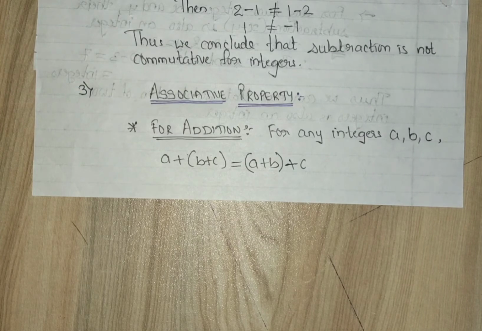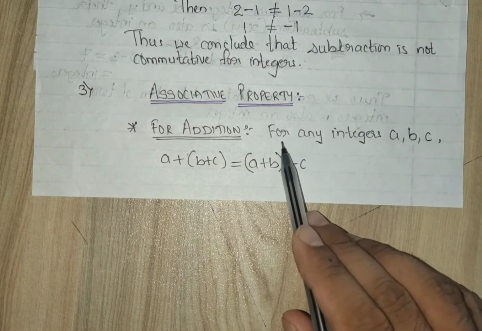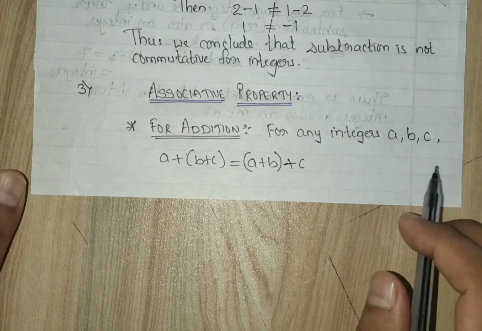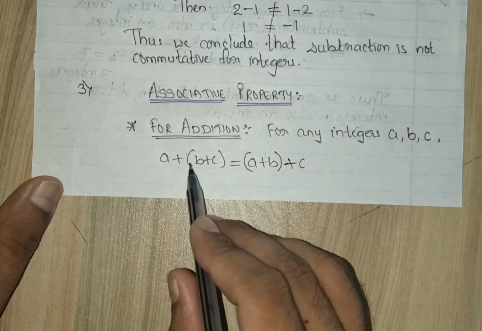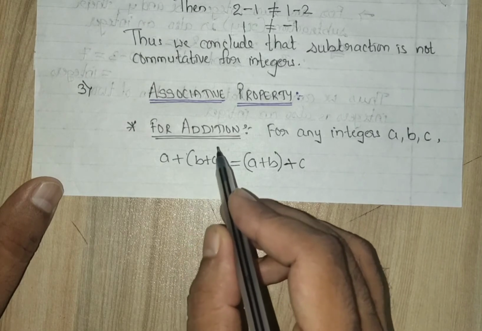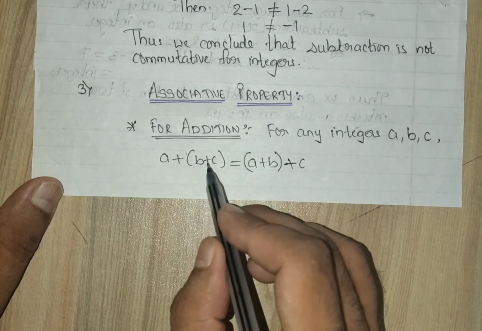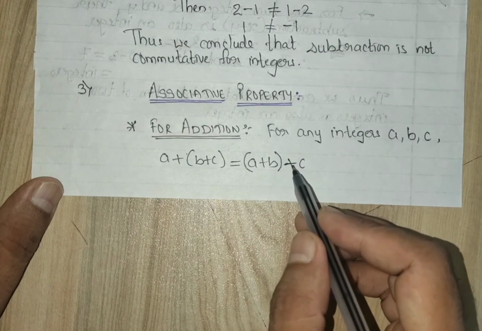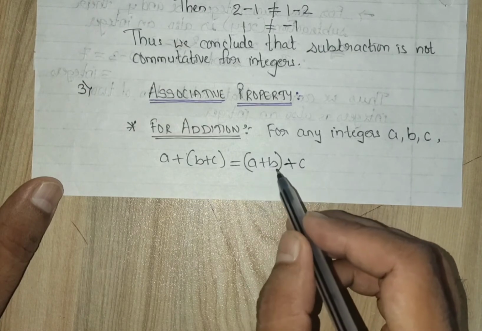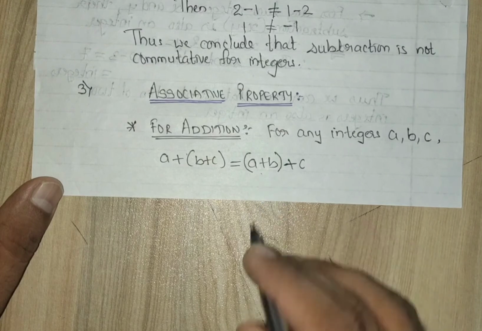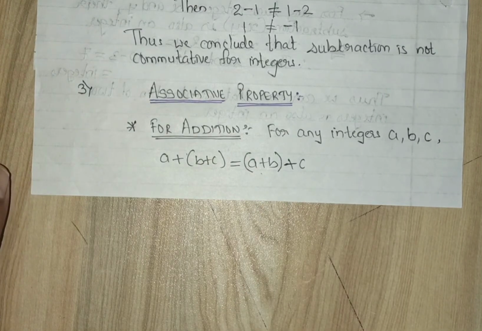Okay, so students, for addition, associative property we can carry out for three integers, for any integers a, b and c. First we take a and add the addition of b and c. That is, first we group b plus c and add the result to a, and on the RHS we first add a plus b, group of a plus b, and then add c to the result of a plus b and see if the result is same.